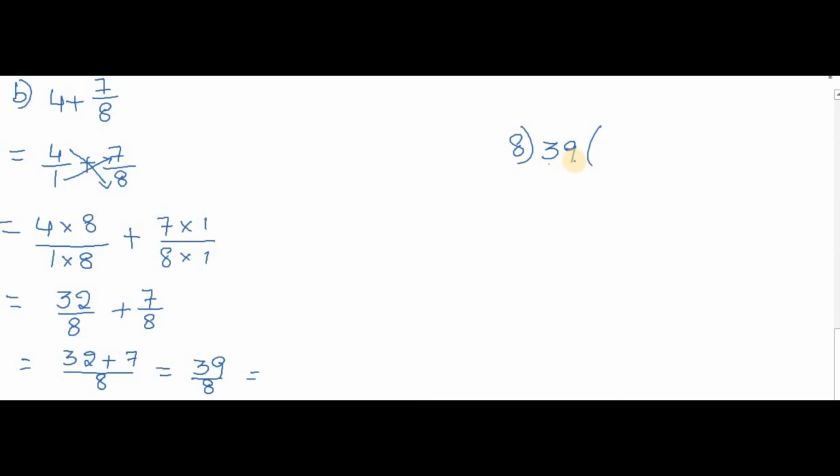In 8 table, when I'll get 39, it will not come. So less than 39, that is 8 4s are 32, because 8 5s are 40. 39 minus 32 is 7.